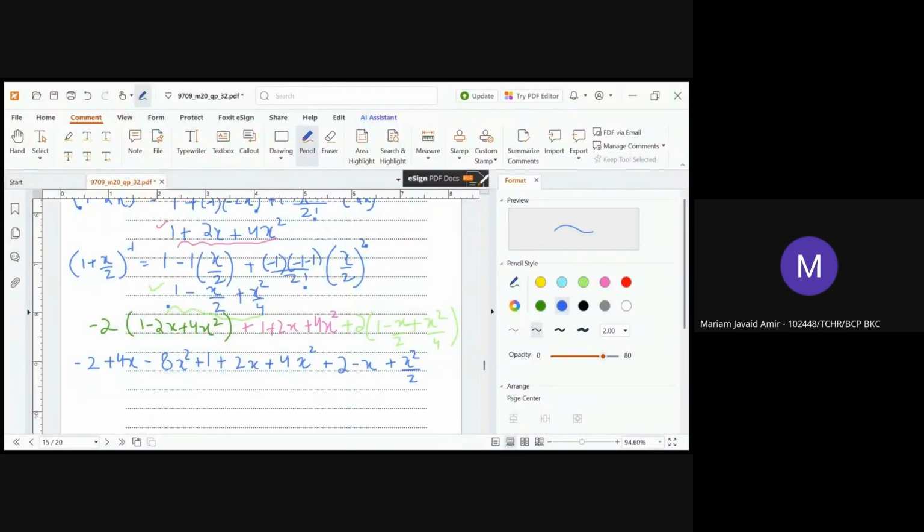Add the like terms. Add all the constants: minus 2, 1, plus 2, so that's just a 1. Add all the x terms: we have 4x, 2x, minus x, that's going to be plus 5x. And then add all the x squared terms: negative 8x squared plus 4x squared plus half x squared, so that's going to be minus 7 over 2 x squared. And the expansion is done.